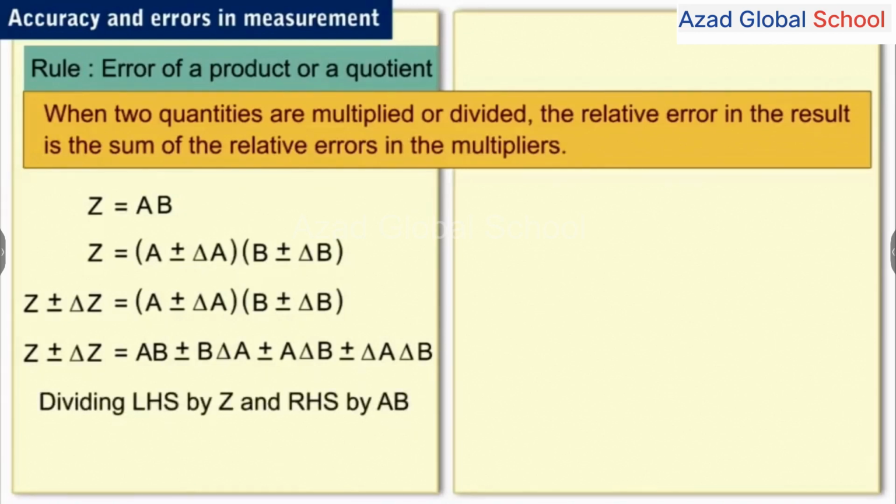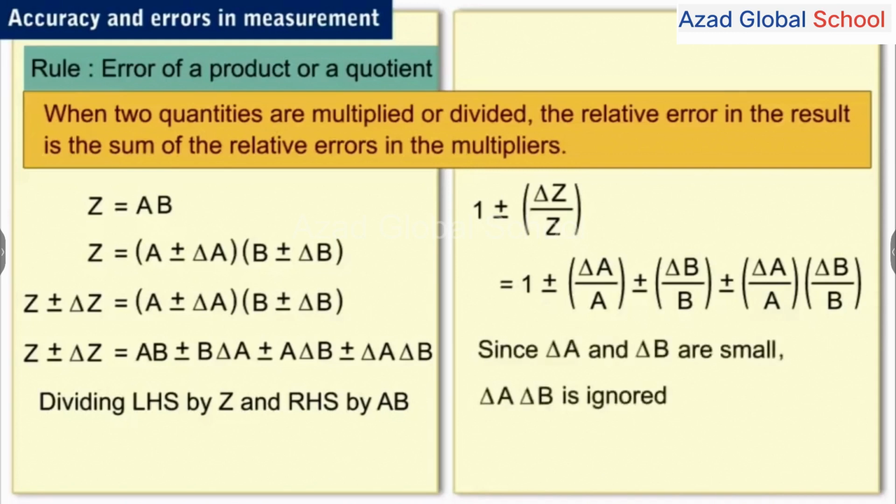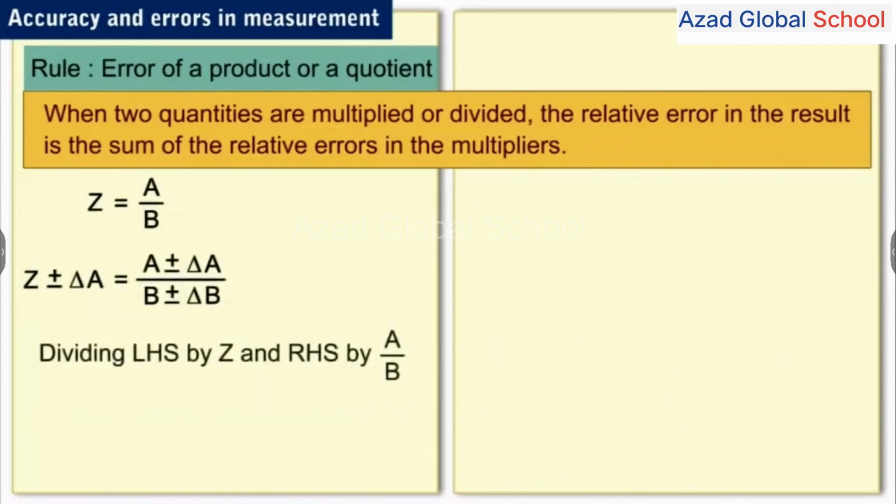Dividing left hand side by Z and right hand side by AB, we get 1 plus or minus delta Z by Z is equal to 1 plus or minus delta A by A plus or minus delta B by B plus or minus delta A by A into delta B by B. Since delta A and delta B are small, we shall ignore their product. Hence, the maximum relative error delta Z by Z is equal to delta A by A plus delta B by B. This holds true for division as well.